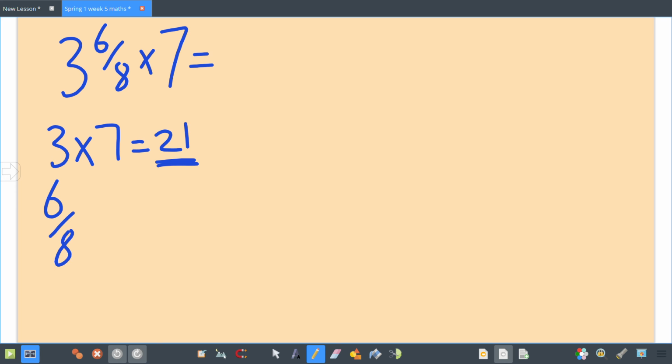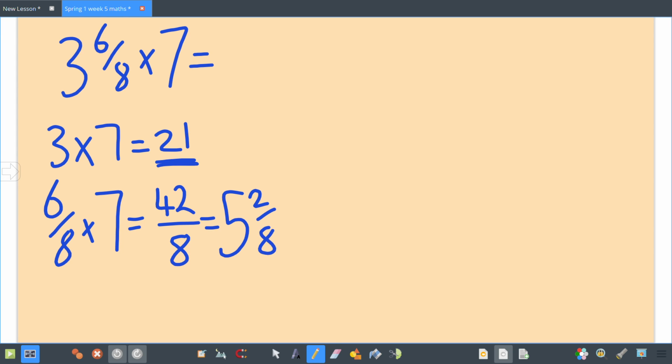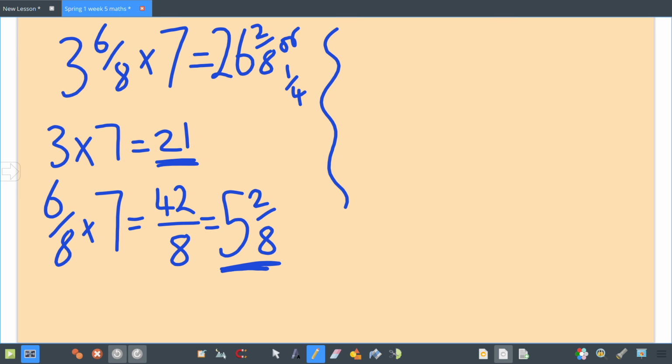And I'm going to do 6/8 times 7 equals how many 8s? So 6 times 7 is 42, which equals, I know, 8 times 5, and then 2 left over. That's part of my answer. So then I add them together. 21 add 5 is 26 and 2/8. Okay? Or 26 1/4 if you want to simplify it.